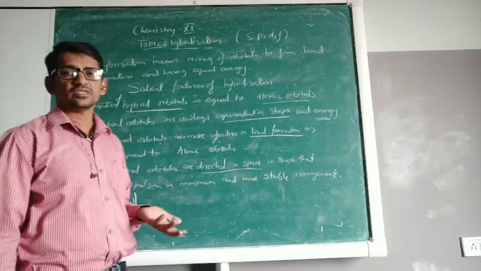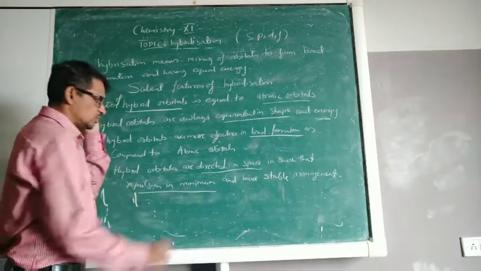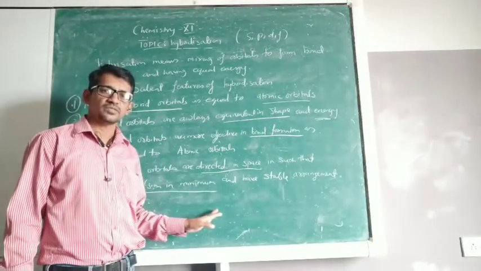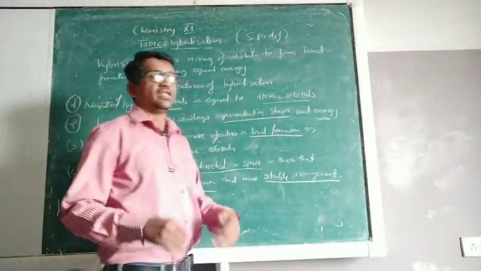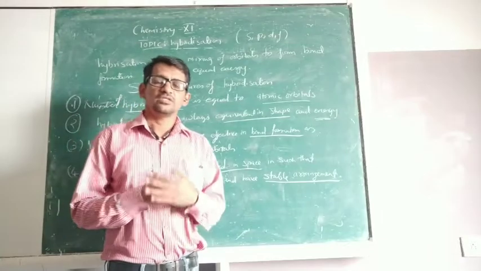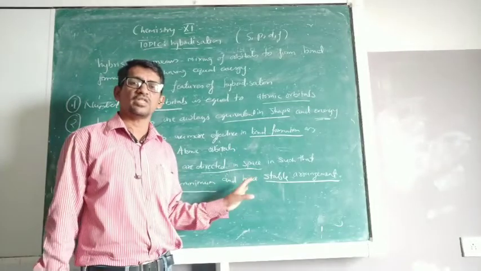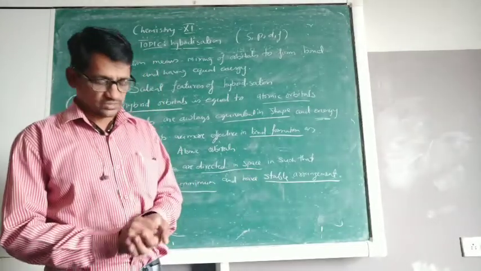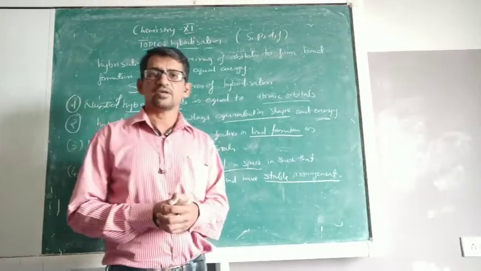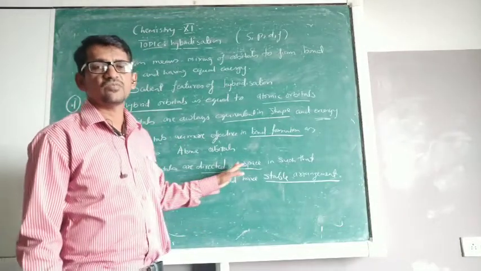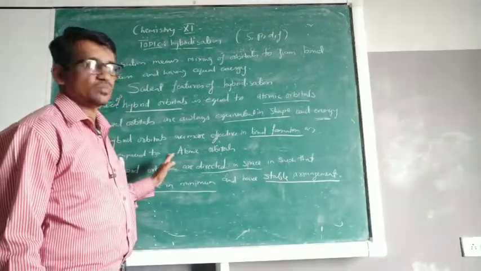Means they are arranged in space in such a way that bond formation takes place and repulsion between the bonds is minimum, and it forms a stable arrangement in space. If 2 orbitals mix, then it will form a linear shape. If 3, then trigonal planar. If 4, then tetrahedral or square planar. Similarly, different orbital mixes will give different arrangements.